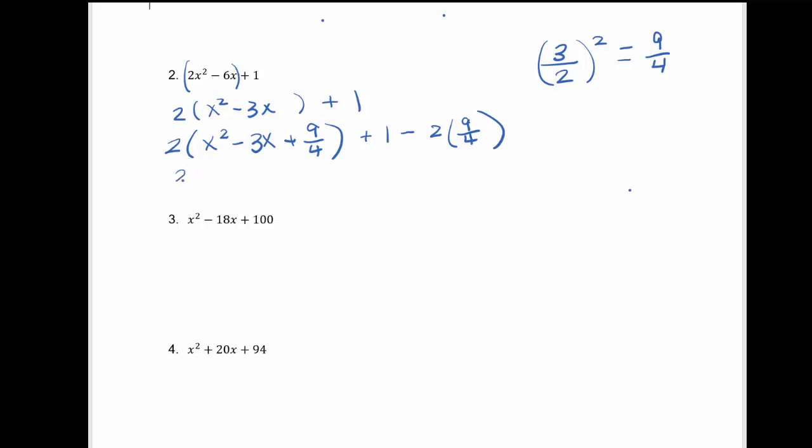Then you can go through and you can factor this. X minus the square root of 9/4 is 3/2, quantity squared. And 1 minus 2 times 9/4. You can use your calculator to simplify this. 2 times 9 is 18, 18 over 4. It would be smart to change that 1 to a 4 over 4. 4 minus 18 is negative 14. Negative 14 over 4 would reduce to negative 7/2.